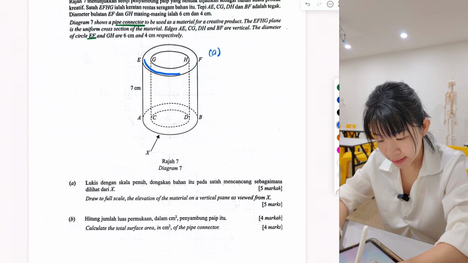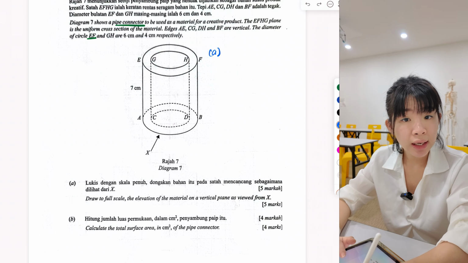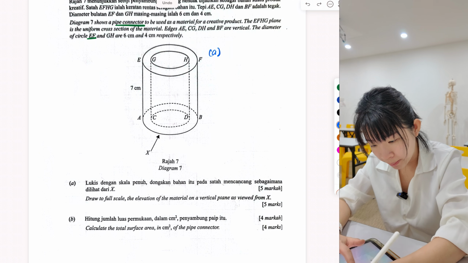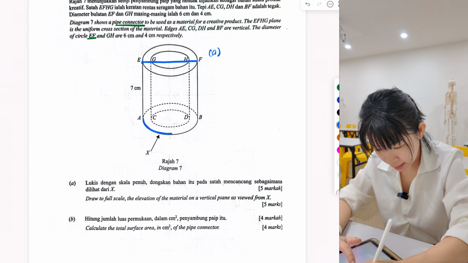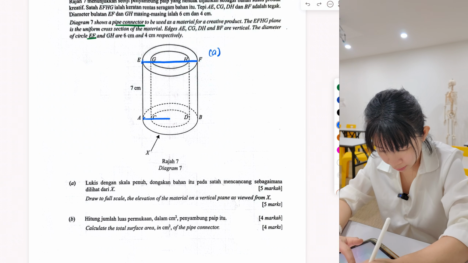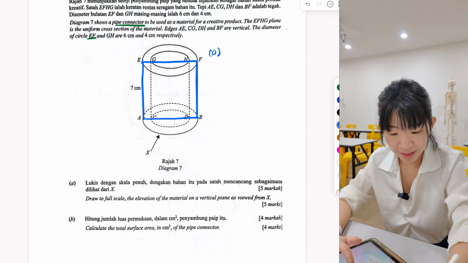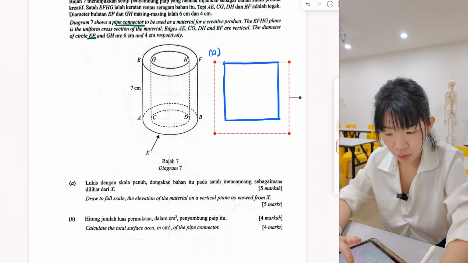When you view from X, make it into 2D. So do we need to draw this curved line? The answer is no, you don't need to. All the curved lines will become flat straight lines. So this curved line will become a horizontal line, and this curved line will become a horizontal line. At the end, we only need to draw a rectangle.